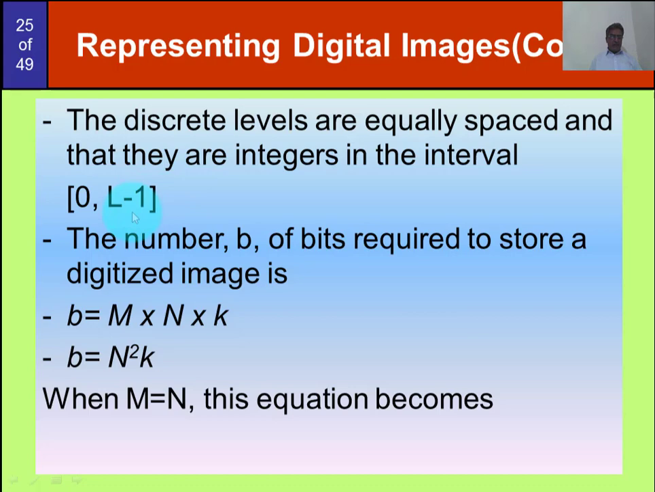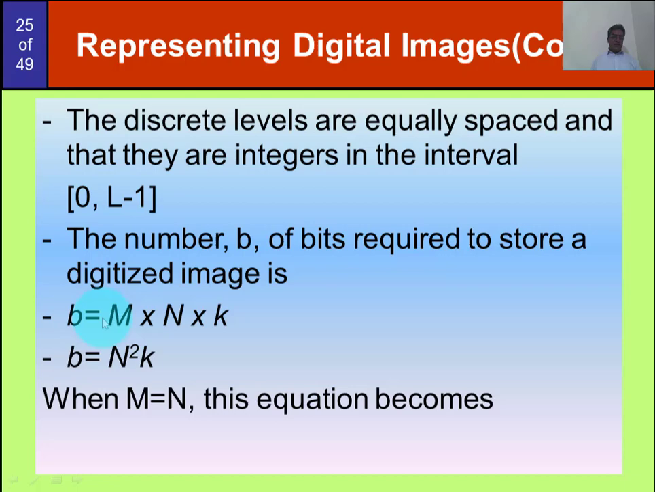The number B of bits required to store a digitized image is B equal to M cross N cross K. That is, the number of rows and the number of columns in the image multiplied by the number of bits per pixel. Let's suppose it is a black and white pixel. So each pixel will have a single bit. Suppose the rows of our image are 20 and the columns are also 20, and this is a black and white image, then each pixel will have 1 bit. So 20 multiplied by 20 into 1, we will have 400 bits.